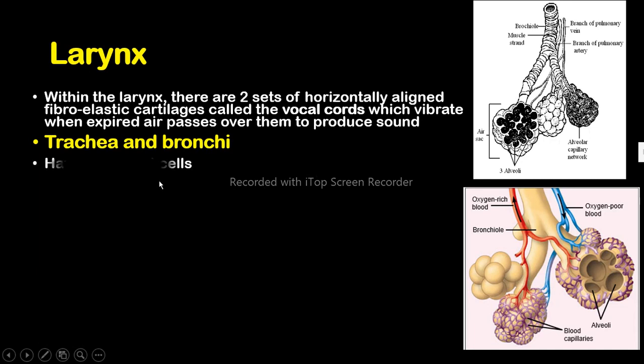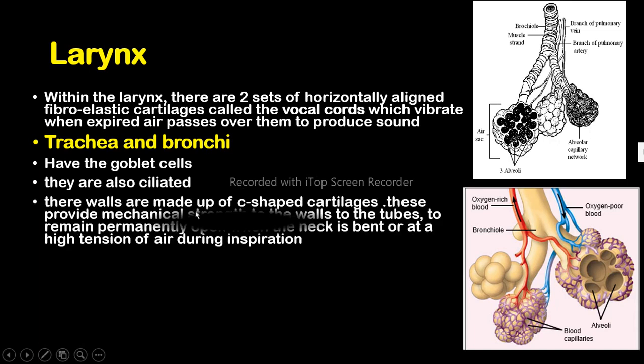Then the trachea and the bronchi, we talked about them, have goblet cells. They are also ciliated, and the walls are made up of C-shaped cartilage, which provide mechanical strength to the walls. But the walls of the trachea, together with the bronchi, should remain widely open when the neck is bent, or when it is at high tension during inspiration. So you bend the neck and you still keep breathing in. How is that even possible? It is because you have these cartilages that are C-shaped, which creates that hole that allows an uninterrupted flow of air.